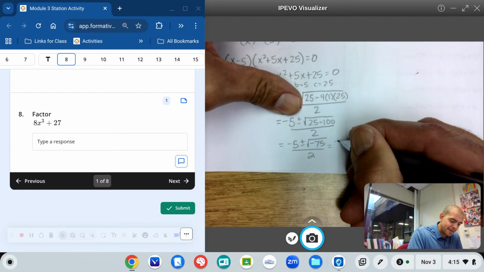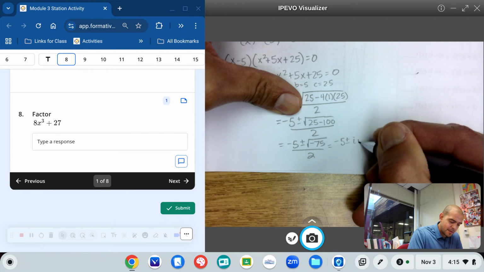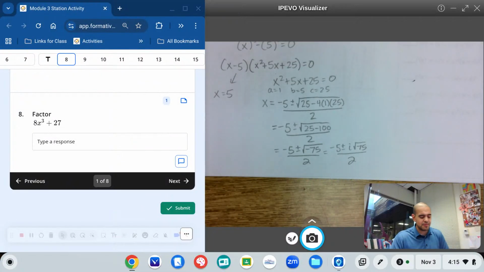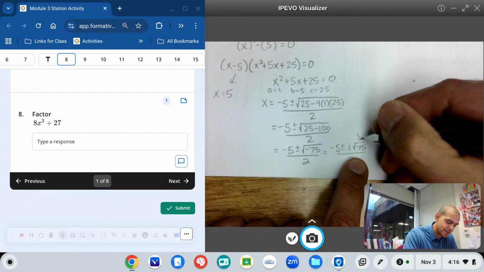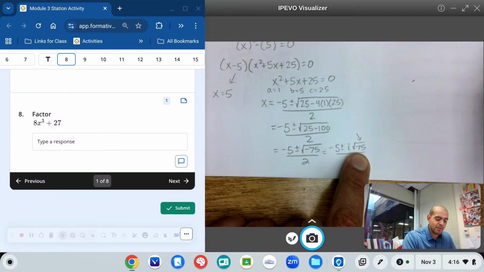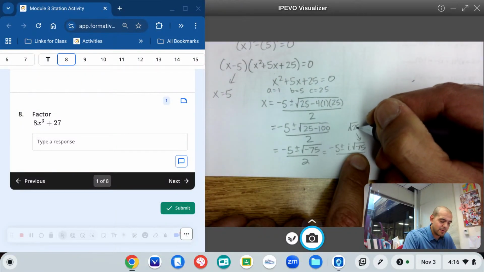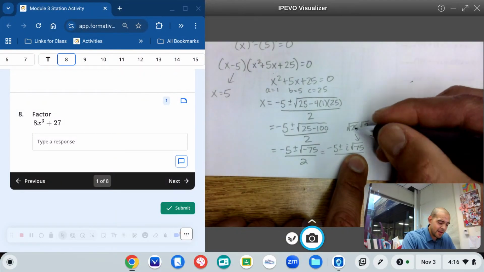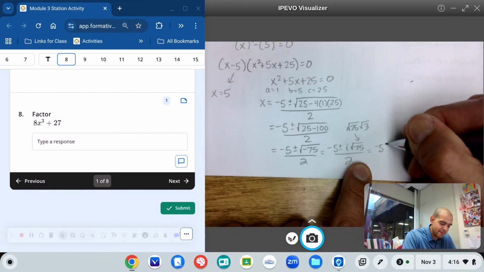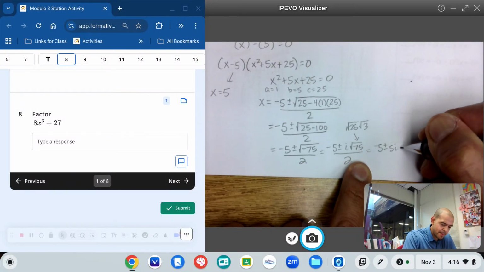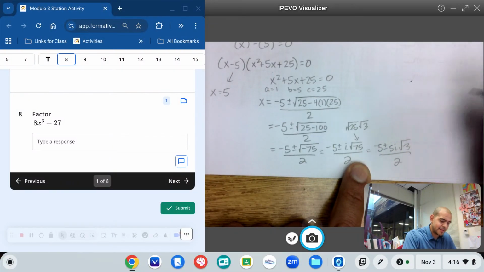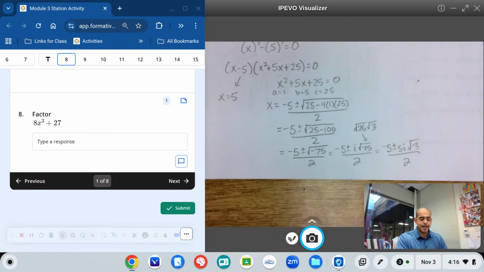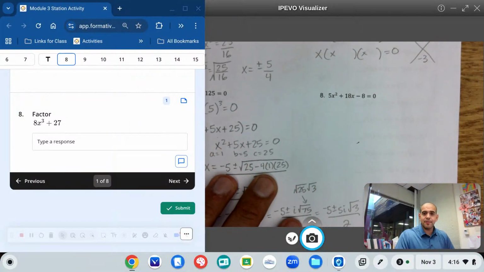So then we would take out the i, and then we would simplify the square root of 75. We would try to find a perfect square that goes evenly into 75. The square root of 75 you can rewrite as the square root of 25 times the square root of 3, because 25 times 3 is 75. And the square root of 25 is simply 5, all over 2. And this would be your other 2 roots. So this is your first root, and these are your other roots. Okay, all right, last one, number 8.